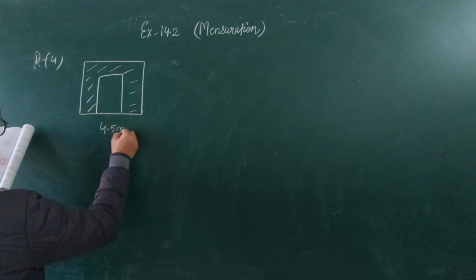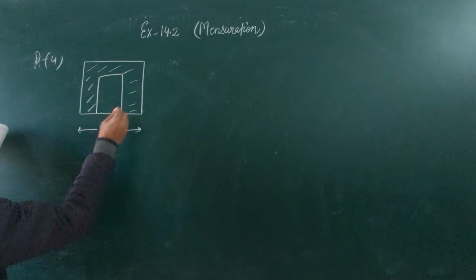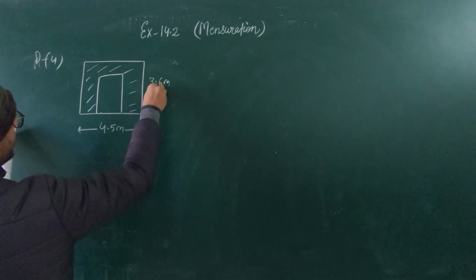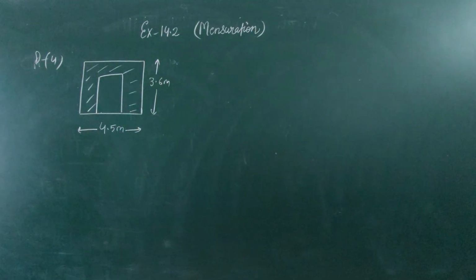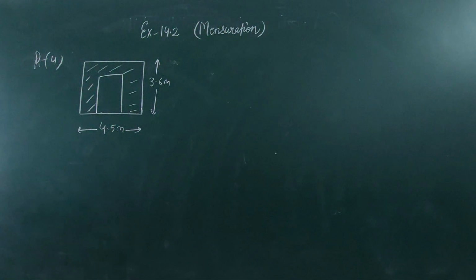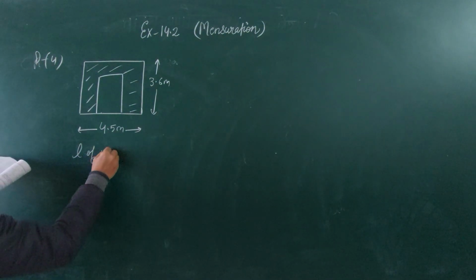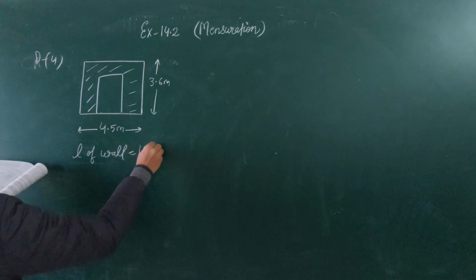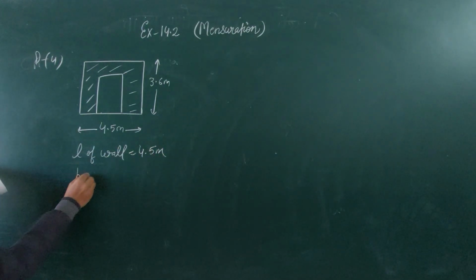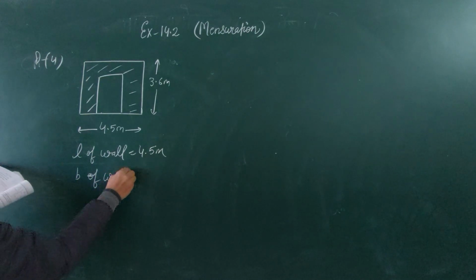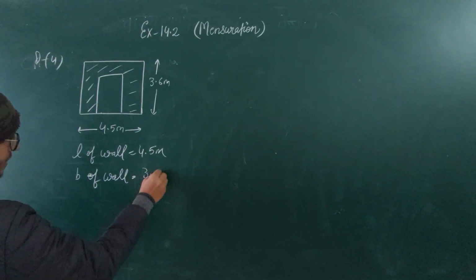4.5 मीटर इज द लेंथ ऑफ द वॉल and 3.6 meter is the width of the wall. One thing we can observe here that length and breadth is different. Length and breadth different है तो ये जो फिगर है ये एक रेक्टेंगल होगी. It is a rectangular figure. So length of wall is equal to 4.5 meter and width of wall is equal to 3.6 meter.